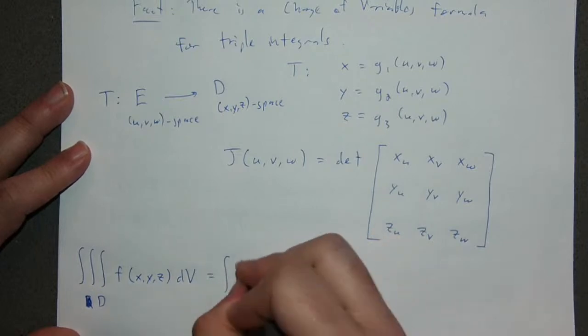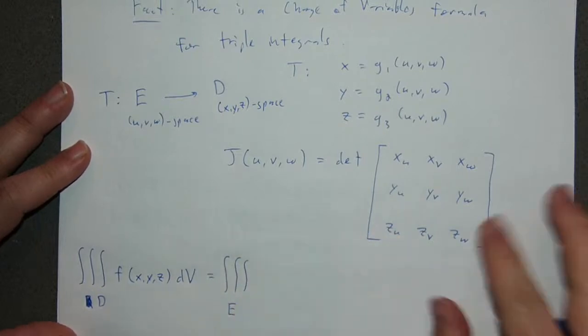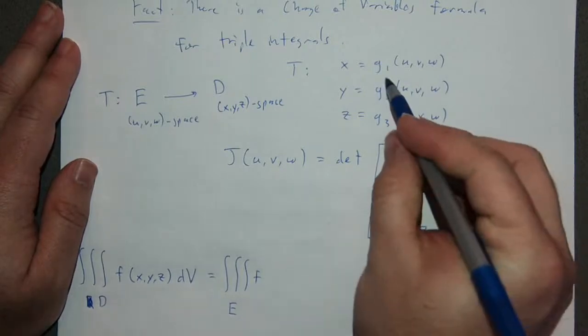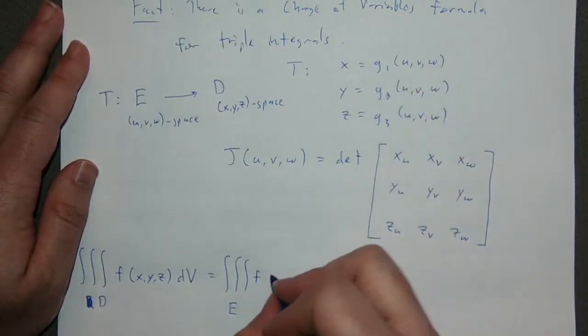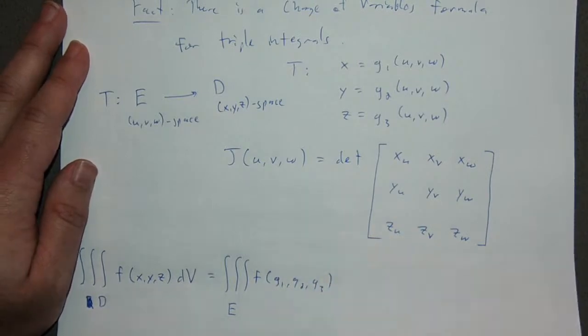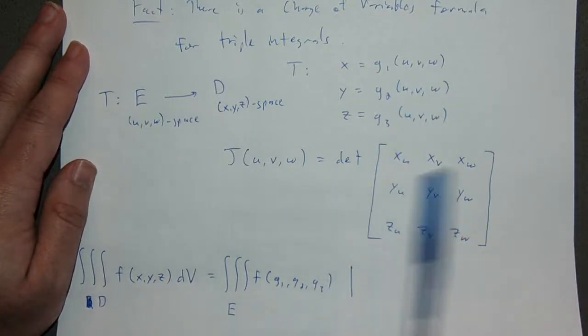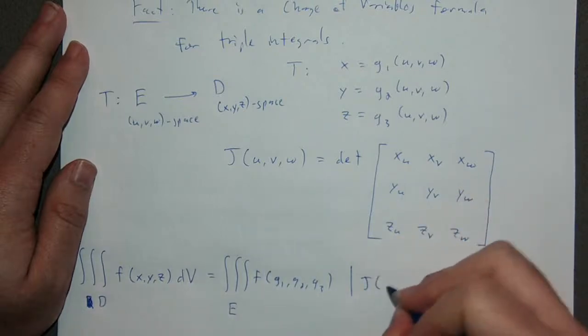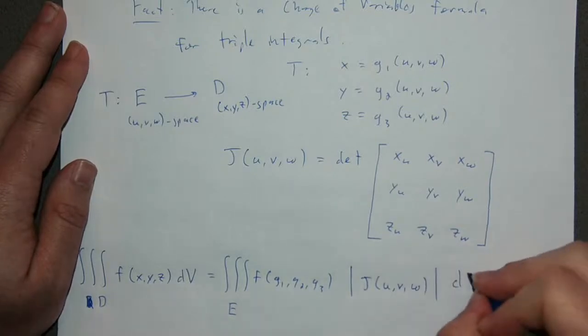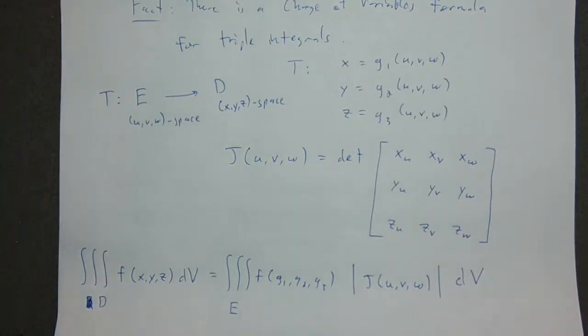This is the triple integral over E, which is the region that maps to D under this change of variables transformation, of f with all these functions plugged in. I'm going to suppress the notation because it's too long. So I plug in g sub 1, g sub 2, and g sub 3, those functions of UVW here, and that is multiplied by the Jacobian, in this case, dV. So it works out in the exact same way.